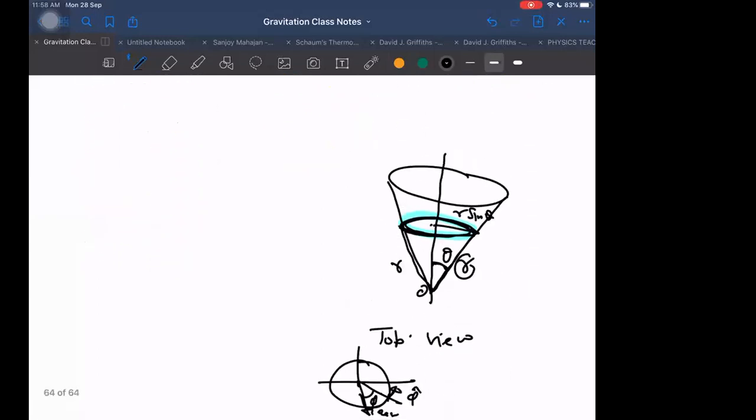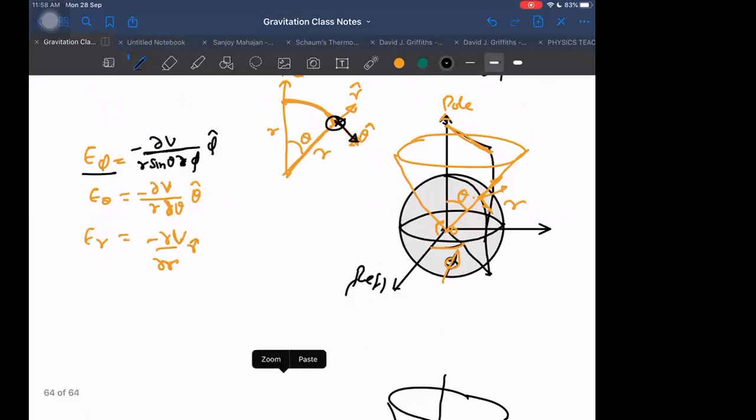Yes, sir. In the top view it is coming like this, right? So that is how, and all these are phi cap, r cap, and theta cap. These are variable unit vectors, and these are mutually perpendicular. They are not like i cap, j cap, and k cap, which are always fixed. These are rotating unit vectors.